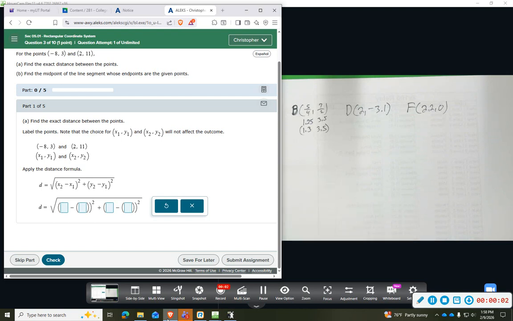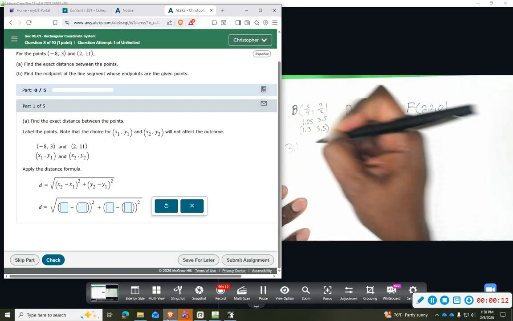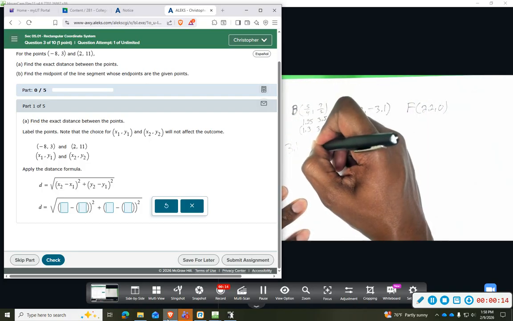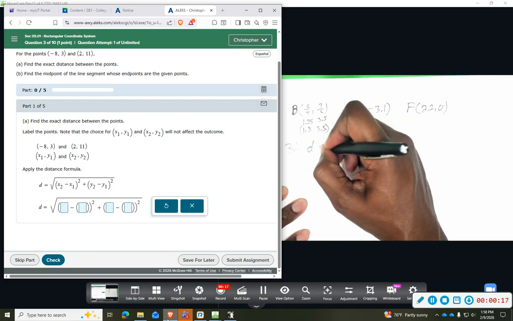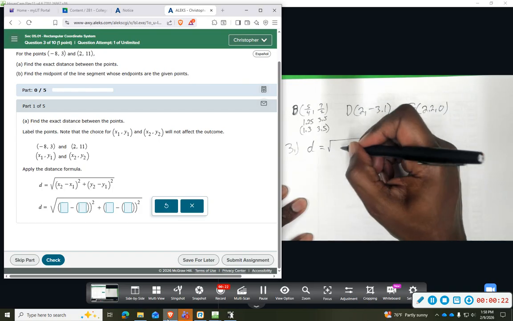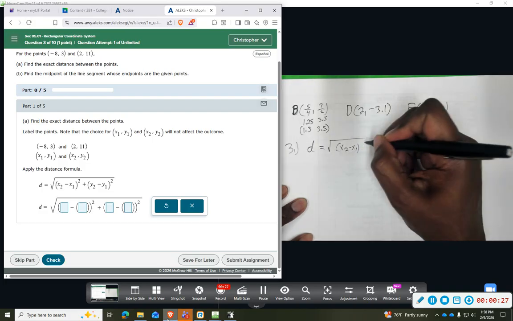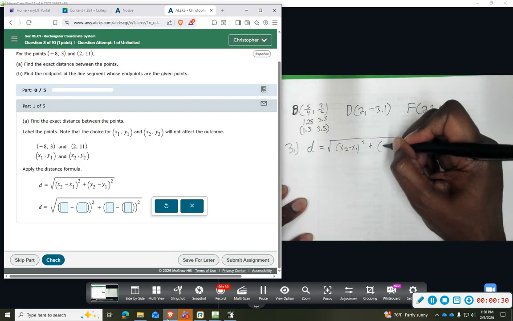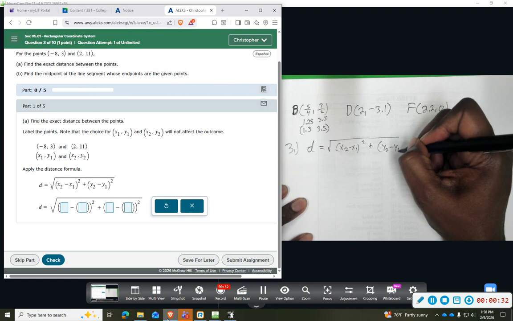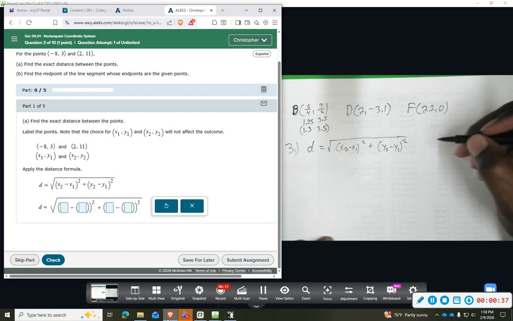All right, number 3, we've got 5 parts, but we want to find the exact distance between the points, and we're going to find the midpoint. All right, so just recall, similar to Pythagorean's theorem in solving for c, the distance formula. We give you 2 points and they label them for you.